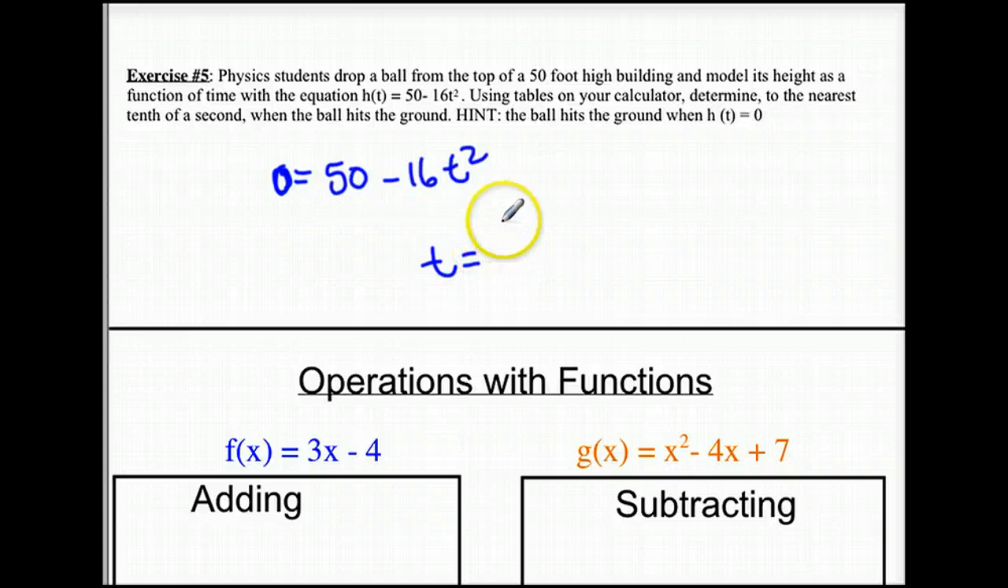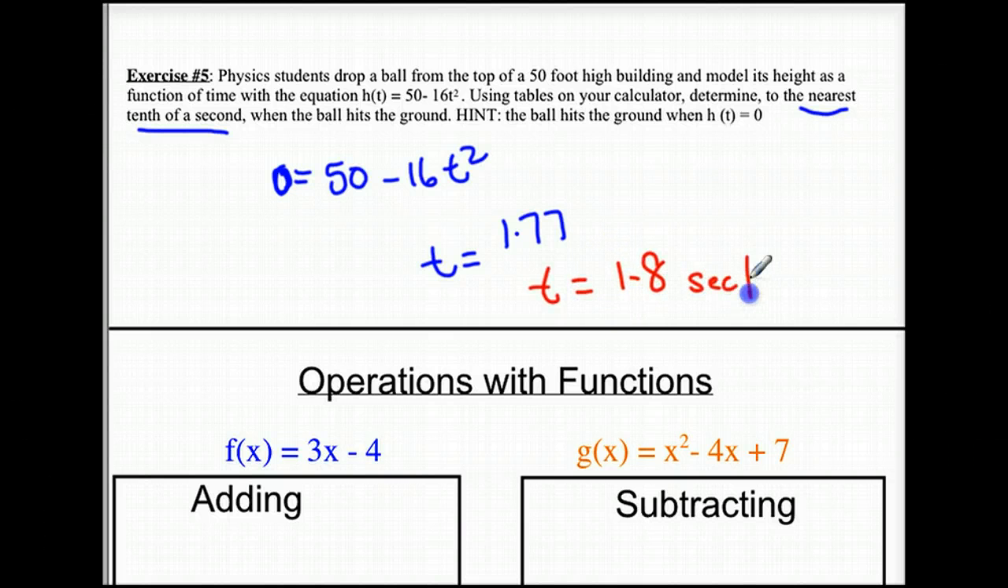So my t is 1.77, but the question says rounded to the nearest tenth. That means 1 decimal place. So t is going to be equal to 1.8 seconds.